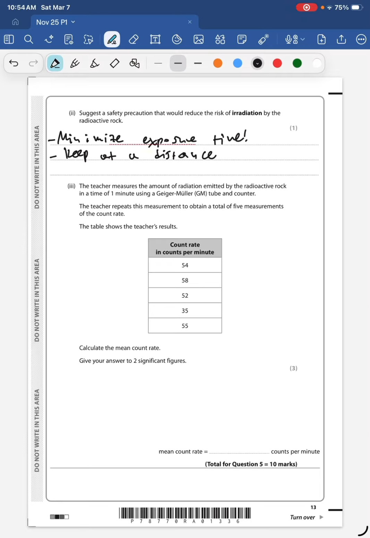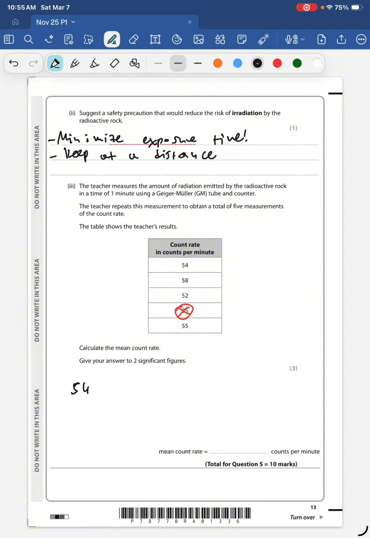All right. And now part 3. The teacher measures the amount of radiation emitted by the radioactive rock in a time of 1 minute using a Geiger-Müller tube and counter. The teacher repeats this measurement to obtain a total of 5 measurements of the count rate. The table shows the teacher's results. Calculate the mean count rate. Give your answer to 2 significant figures. First of all, we have an outlier here, so that's an observation you have to make. So eliminate that from your mean and take the other ones and find the mean.